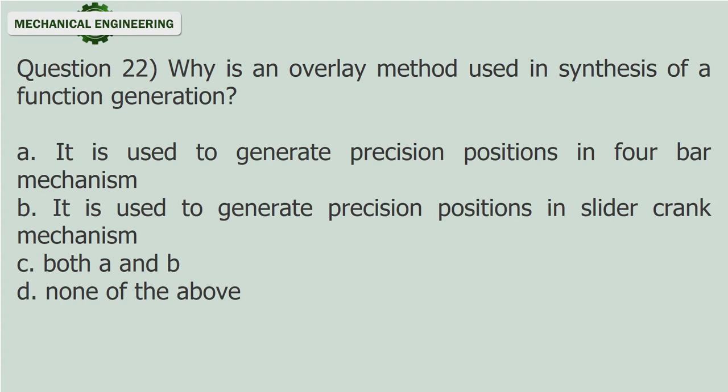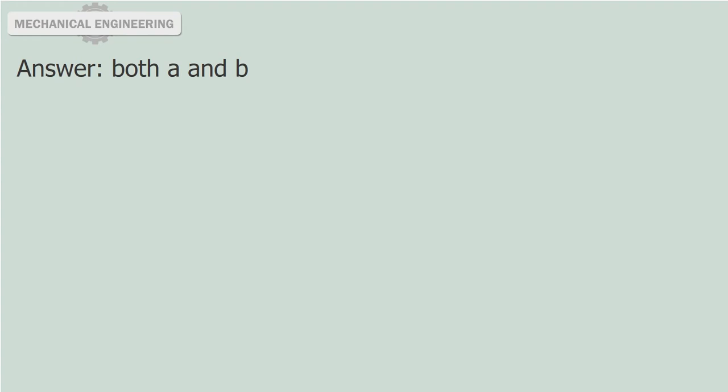Question 22. Why is a Novlay method used in synthesis of a function generation? A. It is used to generate precision positions in 4-bar mechanism. B. It is used to generate precision positions in slider crank mechanism. C. Both A and B. D. None of the above. Answer. Both A and B.